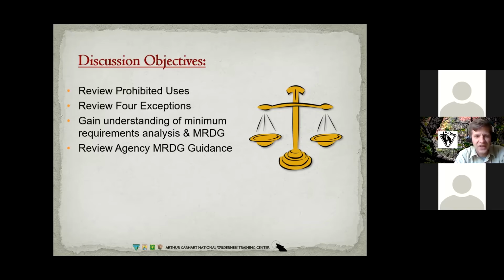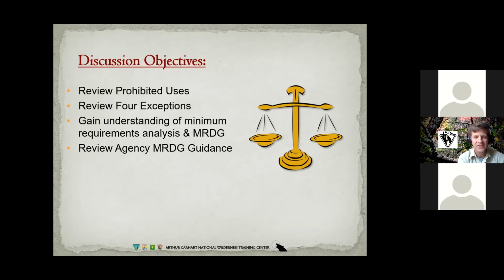And then yesterday, James Simple from the BLM did a deeper dive into prohibited uses and special provisions as outlined in the Wilderness Act. So it's probably going to be a review and reinforcement of that as well. And I know James also talked about the 4 exceptions outlined in the Wilderness Act. Hopefully this will allow you to gain some understanding of minimum requirements analysis, and even more specifically, the minimum requirements decision guide as a tool to help accomplish that.